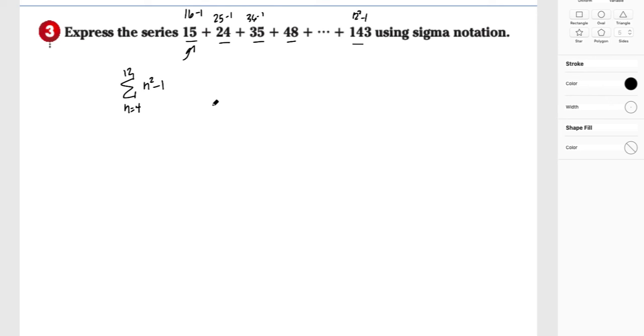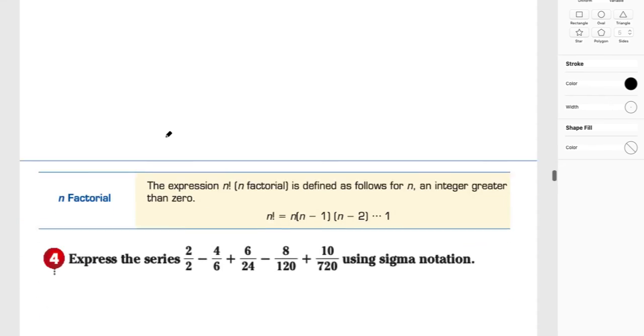Is there another way to do this? Yes. There's another equation that you can come up with. We won't talk about it now, but do know that this is not the only way to do it. I'm sure we could have done it where we started with 1, but this is probably the most straightforward and easiest way to do that. Let's go ahead and look at example 4.